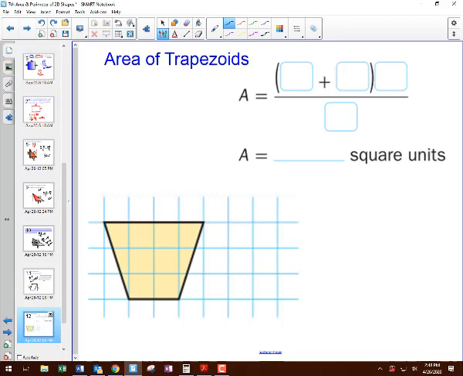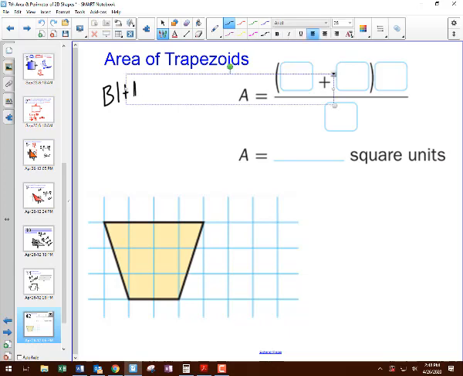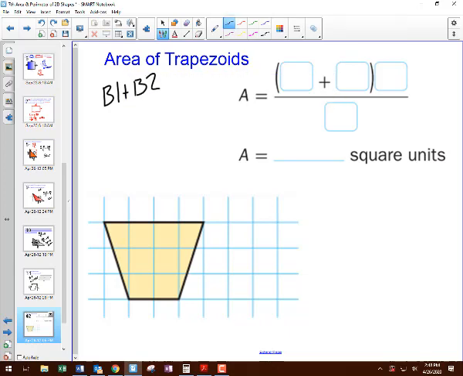Moving on to trapezoids here, probably one of the more difficult formulas that you'll deal with. Most of the time they're going to give you this formula, so I'm going to go ahead and write that up there. You've probably seen this before, but it's tough to remember because it is kind of long. Base 1 plus base 2. Okay, we're going to add the two bases times the height, and then we're going to divide by 2.